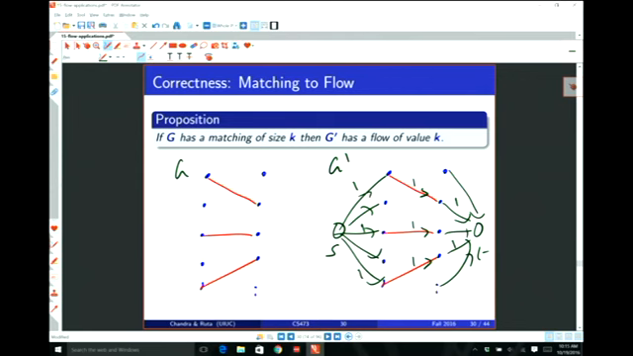Okay, so if there's a matching of size k, there is a flow of value k. It's easy to see. Equivalently, there are k edge-disjoint paths between S and T. Now, what about the other direction?